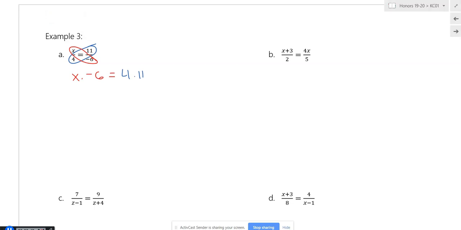X times negative 6, again, anytime you multiply a variable just by a number, that number just becomes its coefficient. So it's negative 6x equals 4 times 11 is 44. Now I'm solving for x, and when I'm solving for x, I need to get this x by itself. It has this negative 6 being multiplied with it, so I'm going to divide by negative 6.